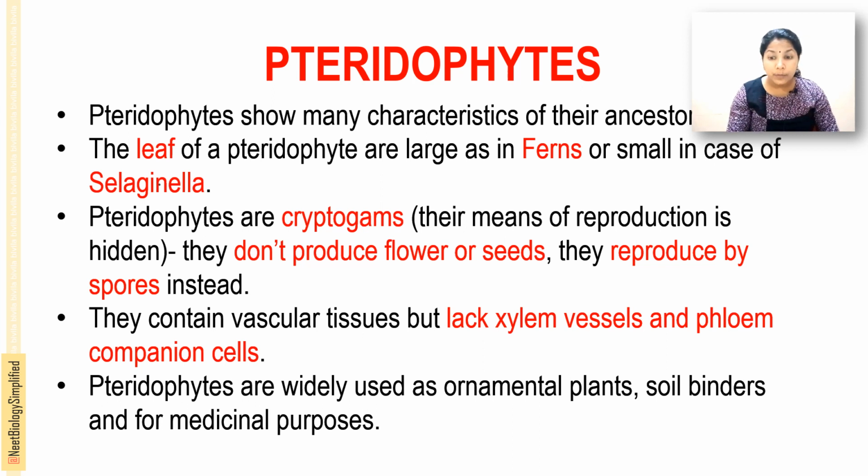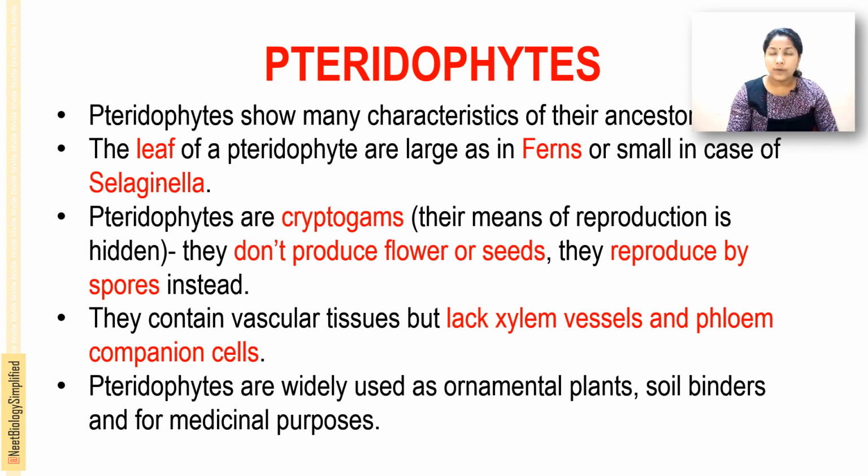Then how do they reproduce? They reproduce by spores. They contain vascular tissue, but xylem vessels and phloem companion cells are absent. Pteridophytes are also widely used as ornamental plants, soil binders and for medicinal purposes.